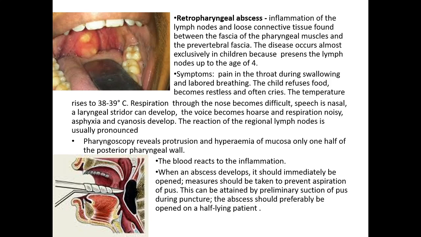Respiration through the nose becomes difficult, speech is nasal, a laryngeal stridor can develop, the voice becomes hoarse, and respiration noisy. Asphyxia and cyanosis develop. The reaction of the regional lymph nodes is usually pronounced. Pharyngoscopy reveals protrusion and hyperemia of the mucosa of only one half of the posterior pharyngeal wall. The blood reacts to the inflammation.